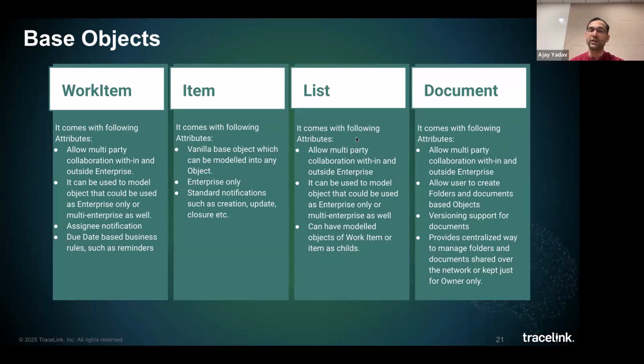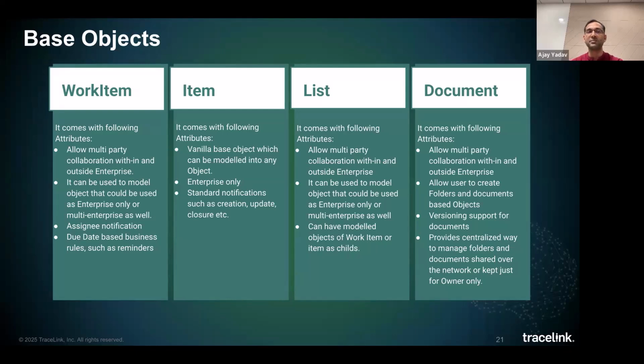List, we already talked about it. It provides the logical grouping of all other related processes that you may have. You want to bring them under one window where you can track all those related tasks. You can do so using list. And document provides you the capability of centralized document management, at the same time versioning of it, and controlling the sharing across your network, to whom and how you want to share it, everything centralized in one place.